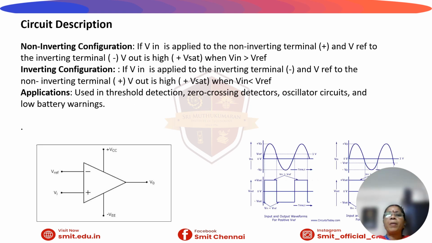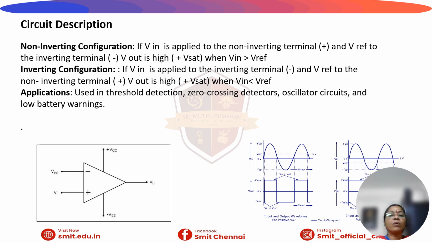The comparator mode is of two types. One is the non-inverting configuration and the other is the inverting configuration. In the non-inverting configuration, the Vin is applied to the non-inverting terminal, that is plus, and V reference is given to the inverting terminal, which is minus of the op-amp. Then Vout is plus Vsat when Vin is greater than V reference. It is given in the diagram as shown in the slide.